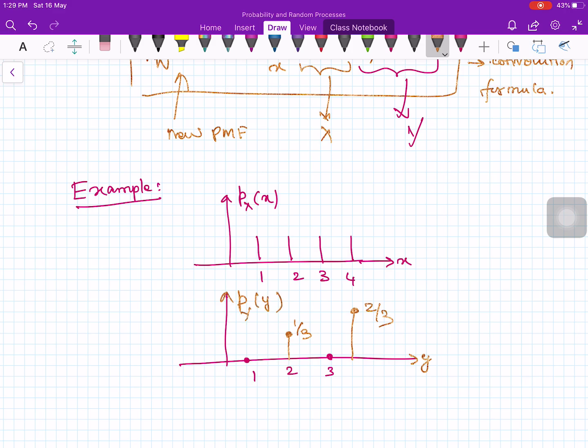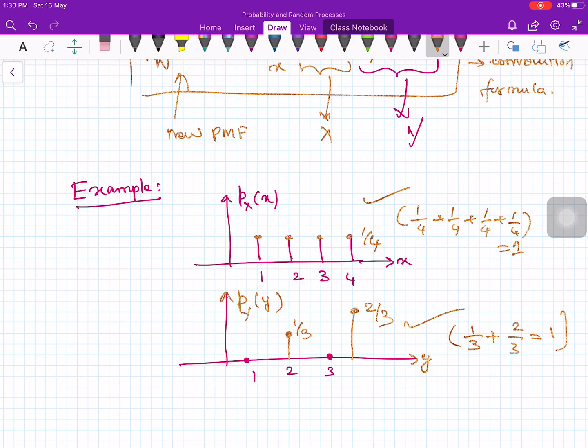So suppose that you are given the PMF of x, this one, and all probabilities are equal, 1 by 4, and it has this shape. You are given a PMF of y and it has this kind of shape. Again you add the total probability here: 1 by 4 plus 1 over 4 plus 1 over 4 plus 1 over 4 is equal to 1. So it is a legitimate probability mass function, and here also 1 over 3 plus 2 over 3 is equal to 1. This is also a legitimate probability mass function.